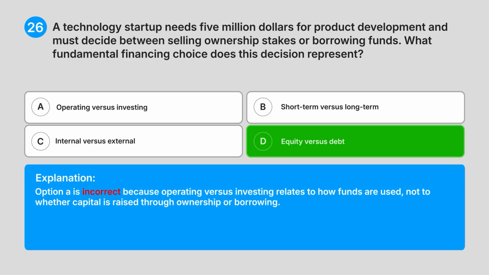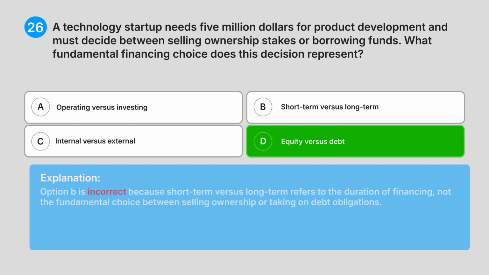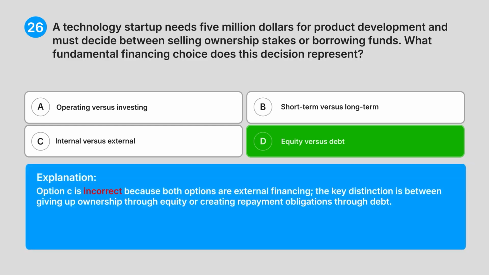Option A is incorrect because operating versus investing relates to how funds are used, not to whether capital is raised through ownership or borrowing. Option B is incorrect because short-term versus long-term refers to the duration of financing, not the fundamental choice between selling ownership or taking on debt obligations. Option C is incorrect because both options are external financing. The key distinction is between giving up ownership through equity or creating repayment obligations through debt.